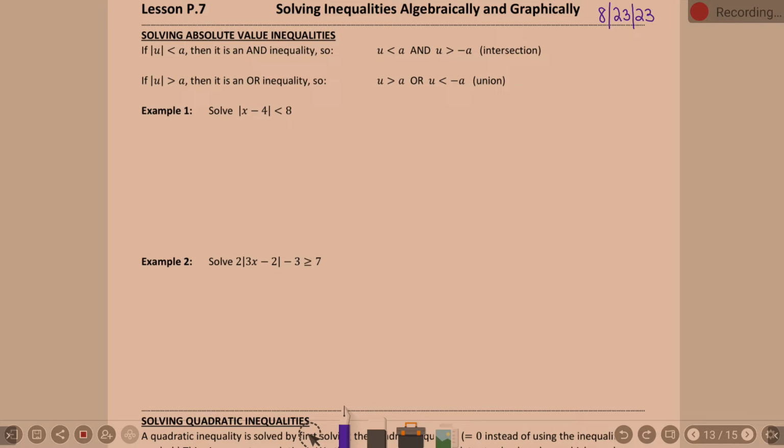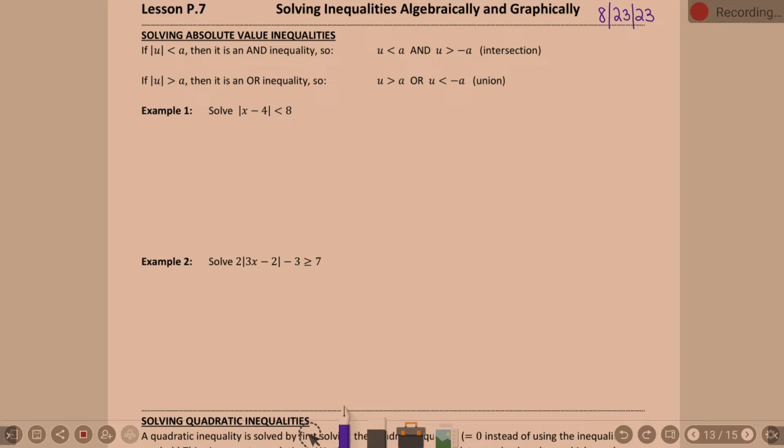So lesson P7 is solving inequalities, algebraically and graphically. Right now we're going to work with the nice ones, the ones you've been doing since Algebra 1 for sure, maybe even before. As we look at solving absolute value inequalities, like examples 1 and 2, there are less than and greater than signs. The key with these specifically is absolute value.